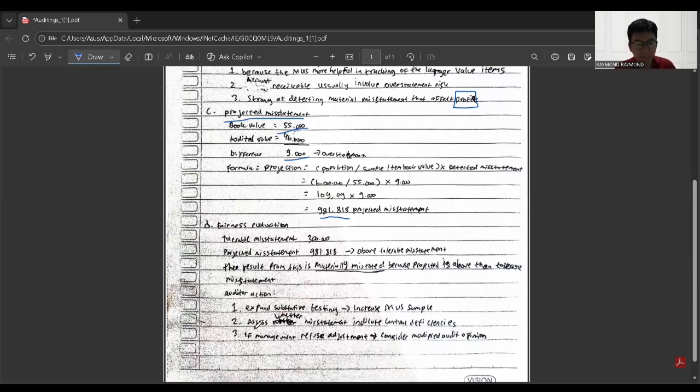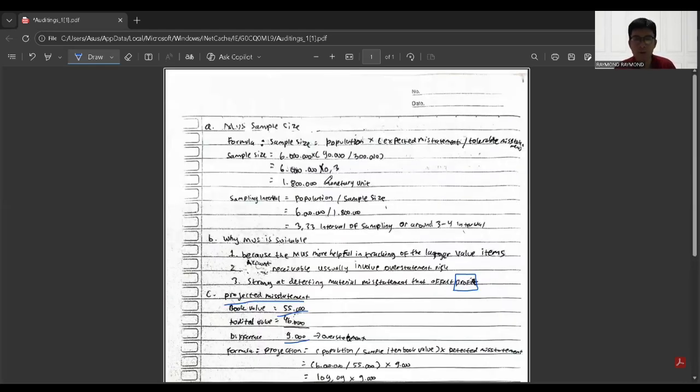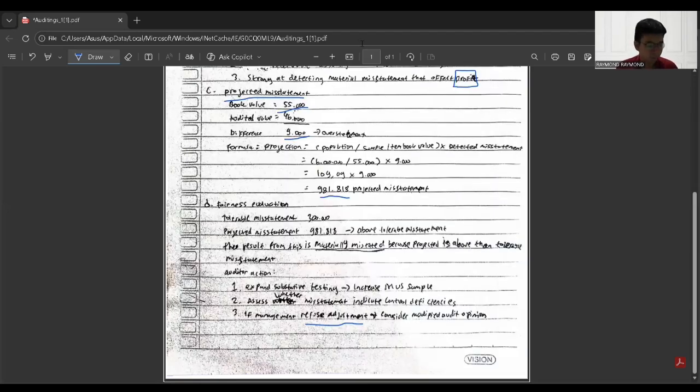So what should the auditor do if this happens? First, expand substantive testing by increasing the MUS sample. Second, assess whether the misstatement indicates control deficiencies. And if management cannot do this, or cannot choose one of these options, or refuses the adjustment, the auditor should consider modifying the audit opinion. I think that's it for question number 2. Thank you.